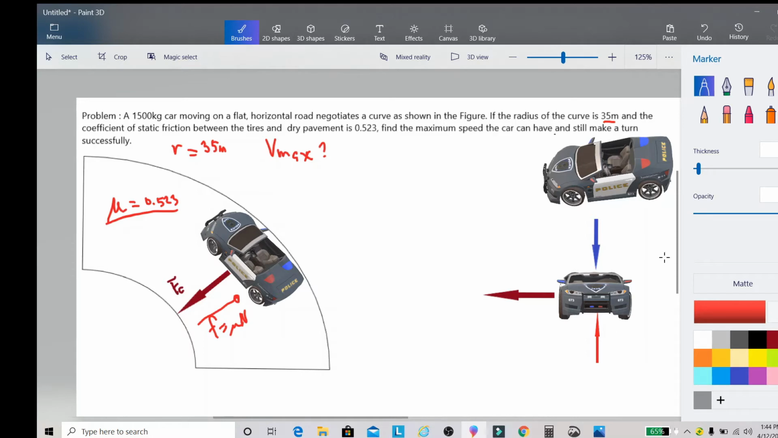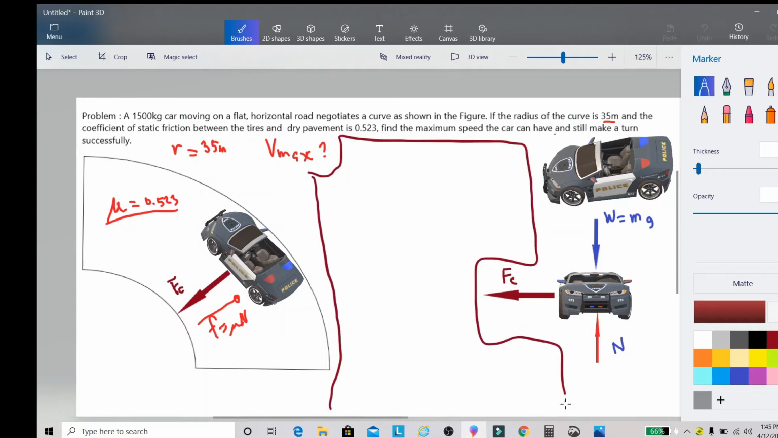Now let us try to draw the diagram of that car here on the right side. We will have here the weight of the car, which is acting downward, concentrated on its center of gravity, and then we have the normal force, which is acting upward, and then we have here our centripetal force F sub C. So let us try to solve this problem.